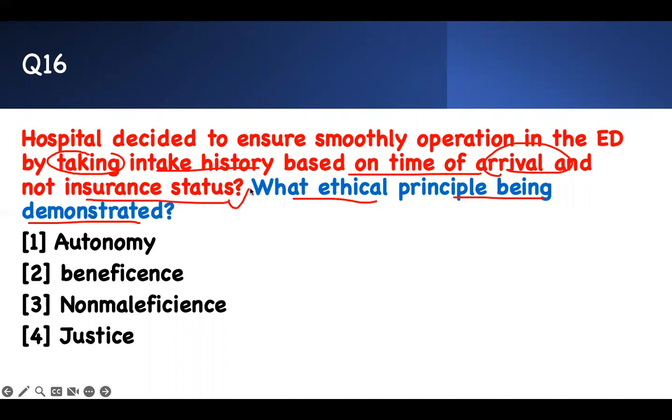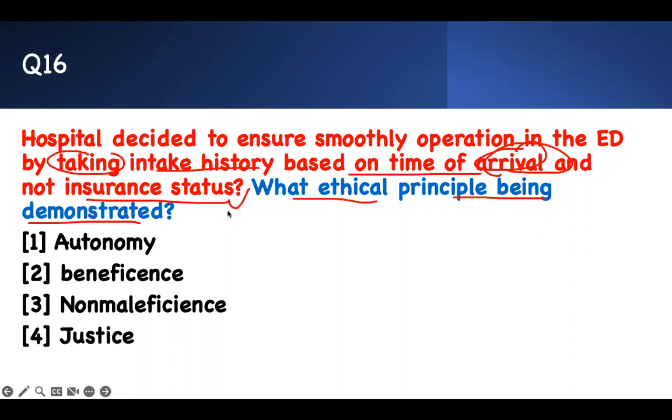A bunch of ways, like I told you. Keywords: the hospital wants to operate based on what? The time you arrive, so that they can ensure smooth delivery of emergency care. Not because you have insurance or no insurance, because you go there, and there are some people who have insurance sitting there.